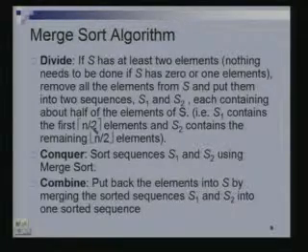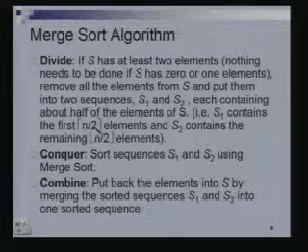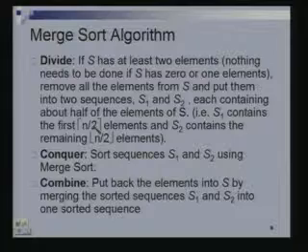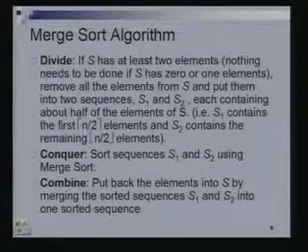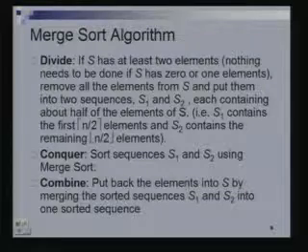So, if S1 contains the first, let us say, n by 2 elements, n by 2 ceiling, then S2 contains n by 2 floor elements. What do I mean by first n by 2 elements? Not the first n by 2 in a sorted order, because I do not know what the sorted order is. S is just some arbitrary collection, some list, some sequence. I just take the first n by 2, call that S1, the next n by 2, call that S2.